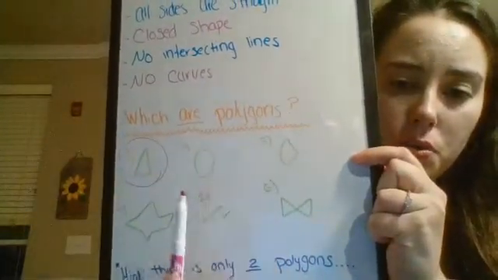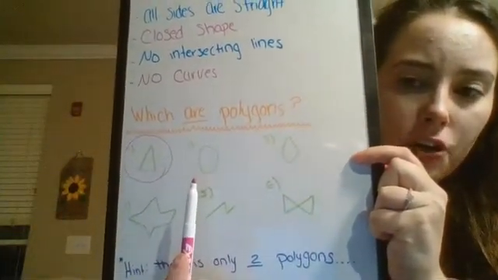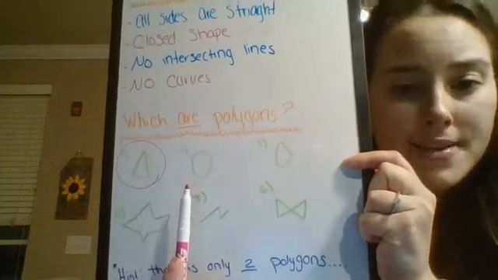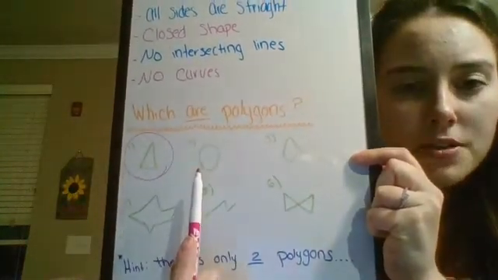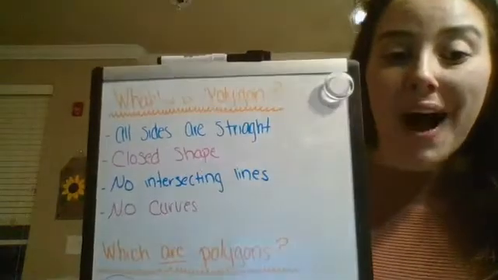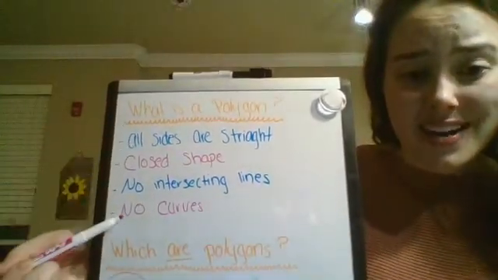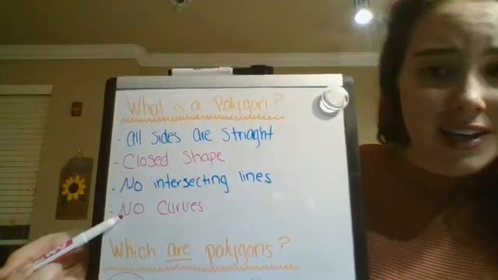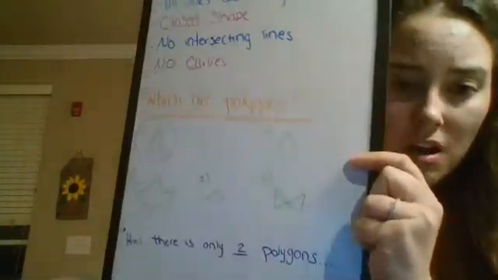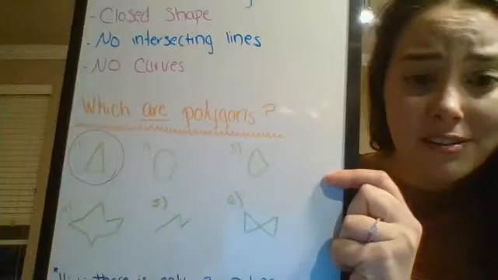Number 2. Oops, there we go. Number 2, that's a circle. It's a little difficult to see. I won't use green next time. So number 2 is a circle. A circle is not a polygon because all the sides are not straight and it has a curve. And polygons have no curves. So number 2, my circle, isn't a polygon. I'm going to cross that out.